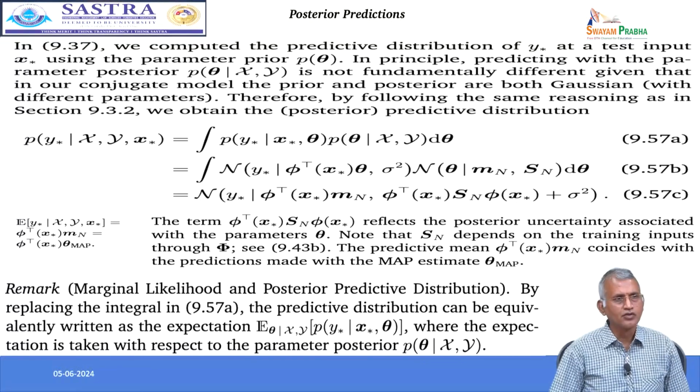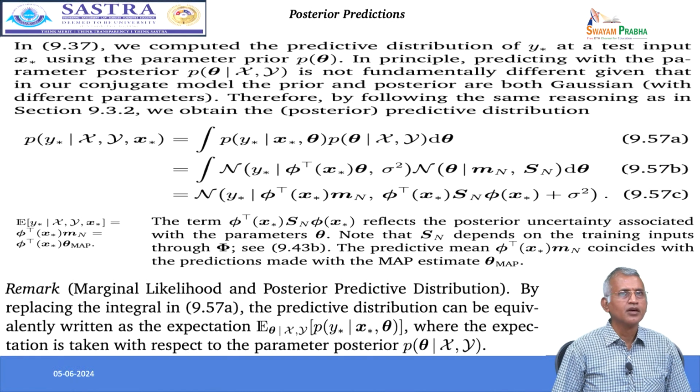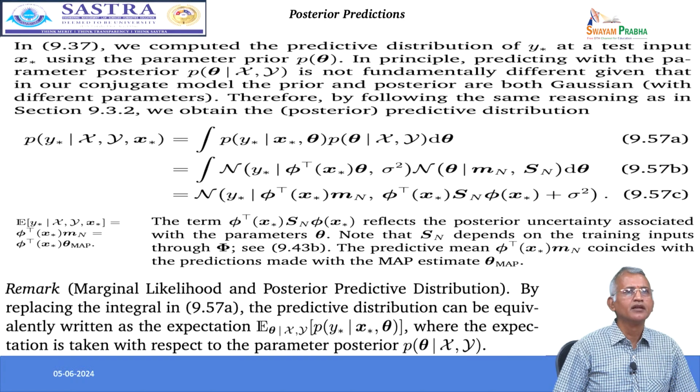Now let us go to discuss the continuation of prediction, the posterior prediction. We have an equation: p(y*|x, y, x*) = ∫ p(y*|x*, θ) p(θ|x, y) dθ, which is equation 9.37.